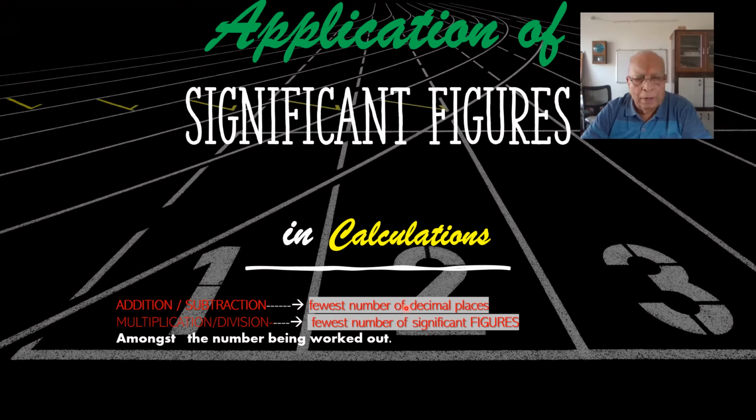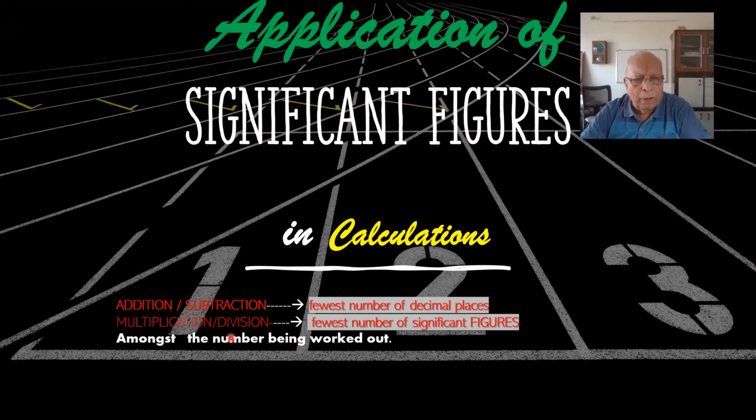Here is a hint provided. For addition and subtraction, you have to look to the least number or the fewest number of decimal places. And in multiplication and division, we have to consider significant figures with the minimum number of significant digits, a number having the minimum number of significant digits. And so this is the principle of addition, subtraction, multiplication, and division. Whatever may be the calculation, we know that it comprises addition, subtraction, multiplication, and division.